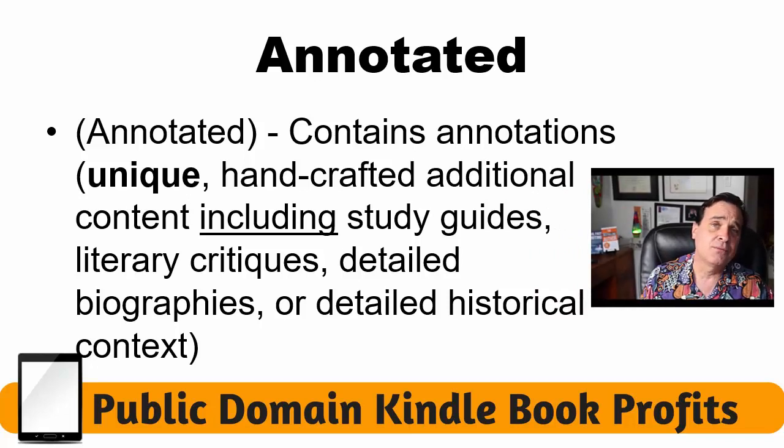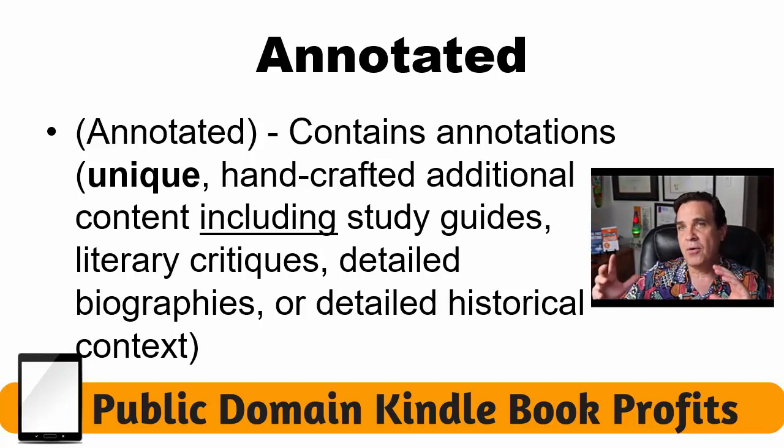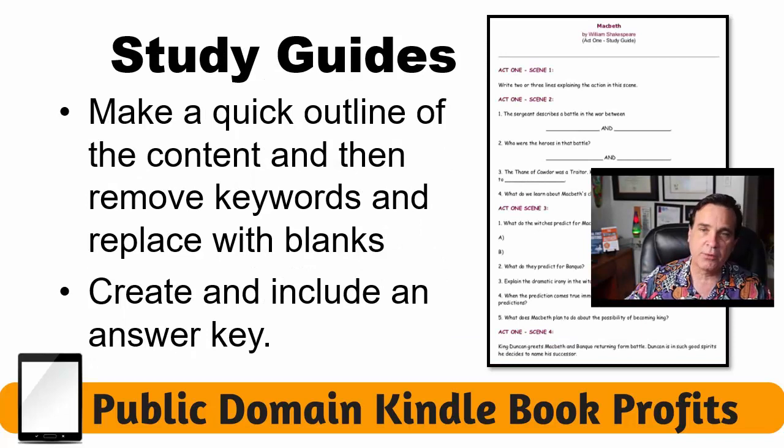Let's talk next about what I consider to be one of the easier ways to differentiate your book, and that is to annotate. So annotated contains unique, and this is again coming right directly from Amazon, unique handcrafted additional content, including study guides, literary critiques, detailed biographies, or detailed historical context. So let's take Shakespeare again, and you are doing a detailed historical context that you are adding to the front or the back of the book to essentially add more value to the underlying content, right? That's really what we're talking about here.